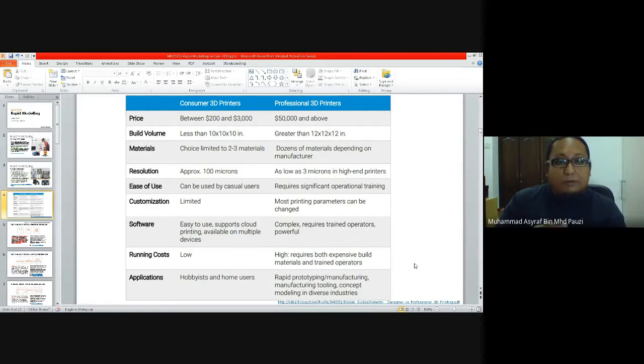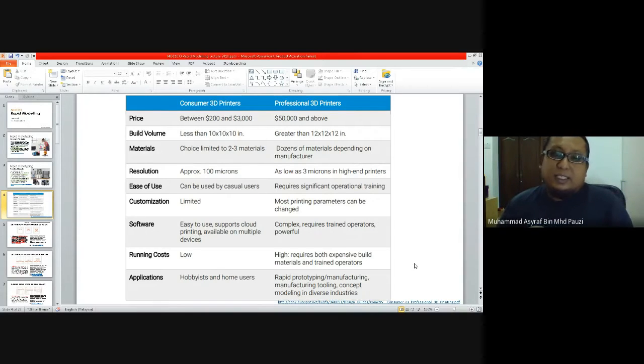Okay, ease of use. Yes, like I said, the desktop printer is very easy. You learn it in one class, two classes, you can operate it. But for professional printers, you need a series of training to operate it. Okay, because they have a lot of steps.